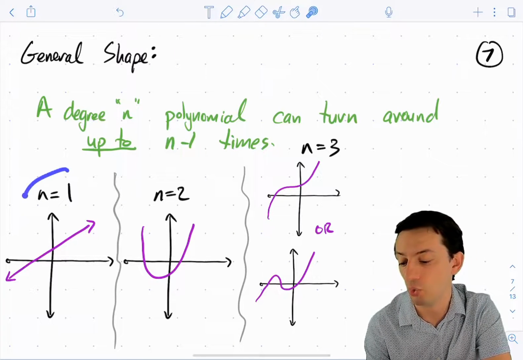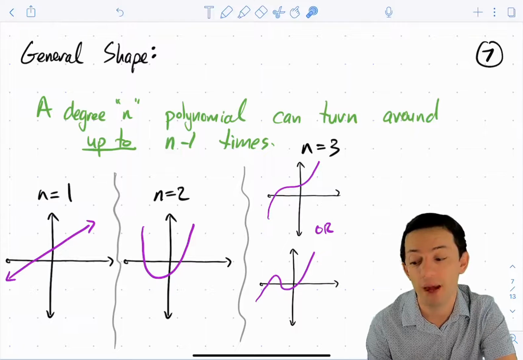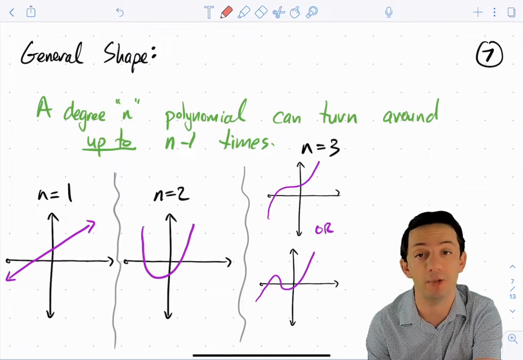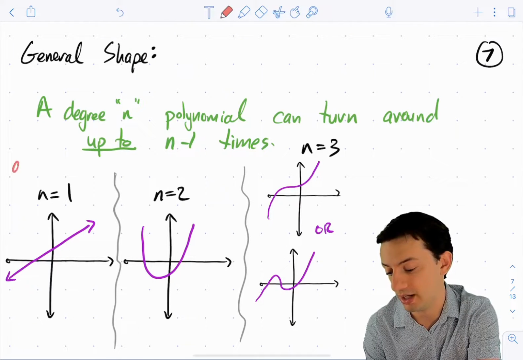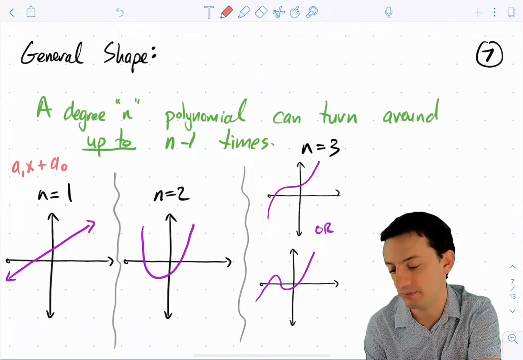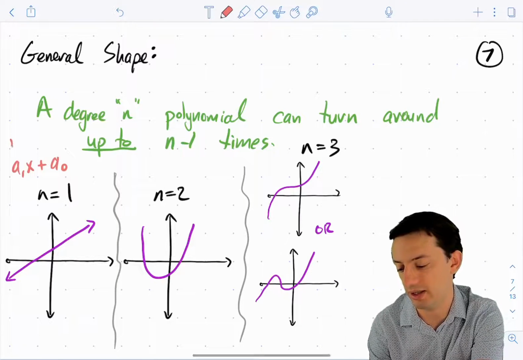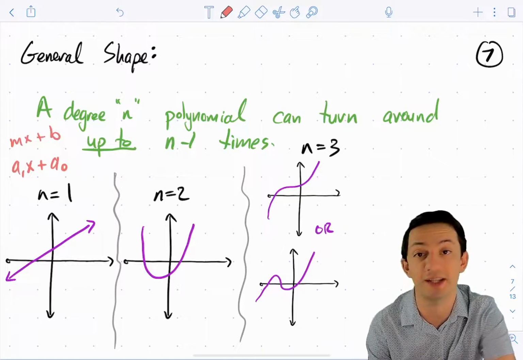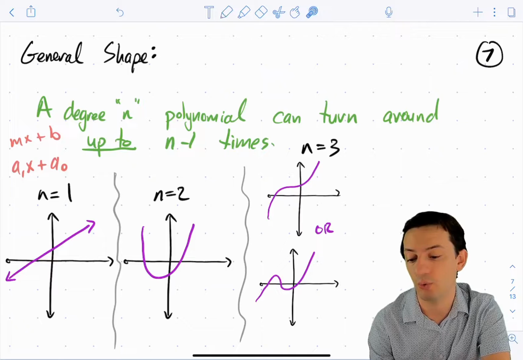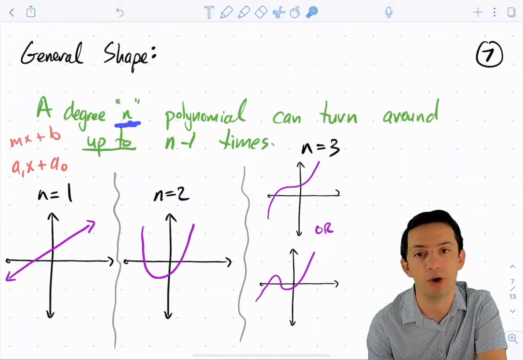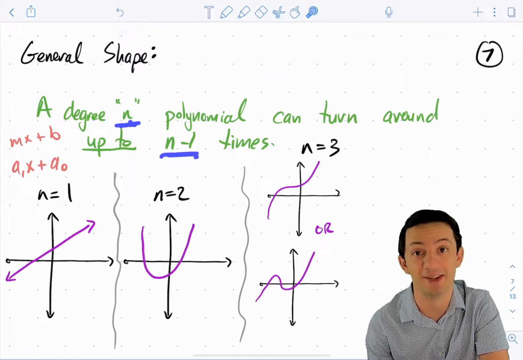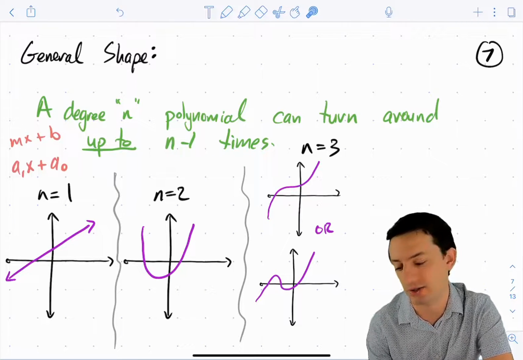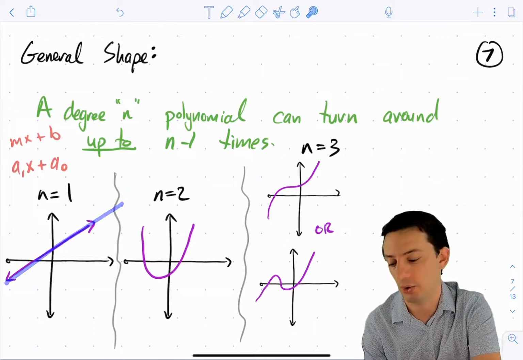A degree 1 polynomial, well, that must be a line. By our general form, that's going to look something like a1 times x plus a0. And even though we didn't write it in the mx plus b form, you can see that it's the same. So degree 1 polynomials, that's n equals 1. Our fact here says that they can turn around up to 0 times. So that means they can't turn around. And that makes sense. We know what lines look like.